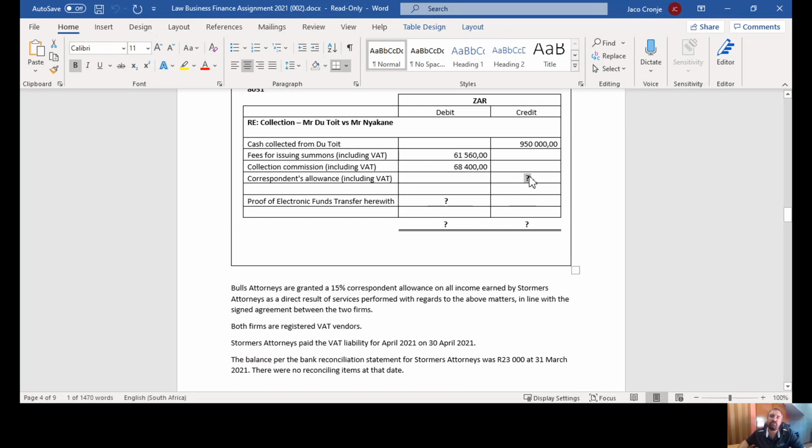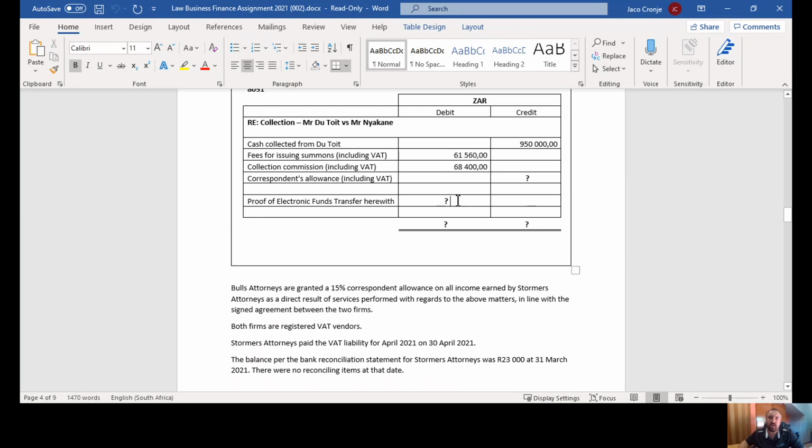Okay, and now if we've got that one, this proof of electronic fund transfer is basically our balancing figure. So if we've got all of the info for those four columns, you basically add these two together, subtract those two amounts, and that gives you the answer there.